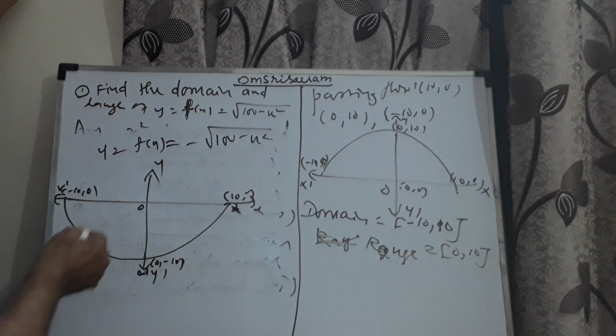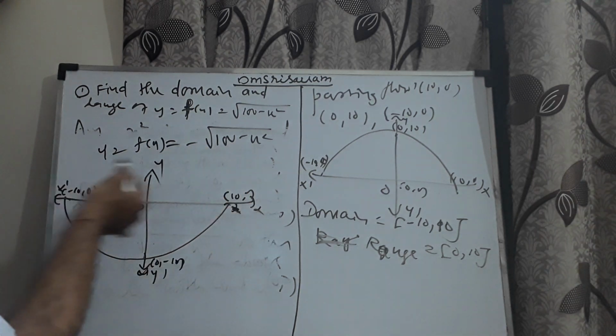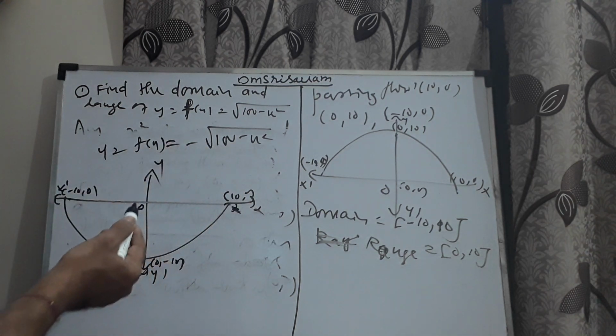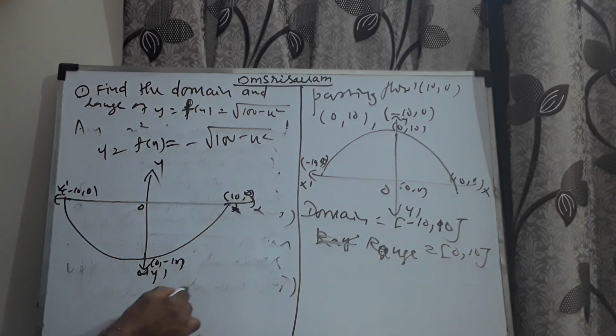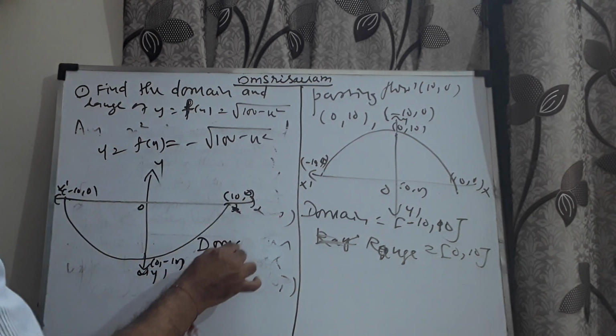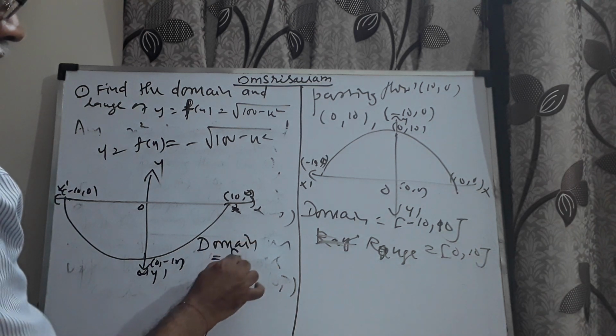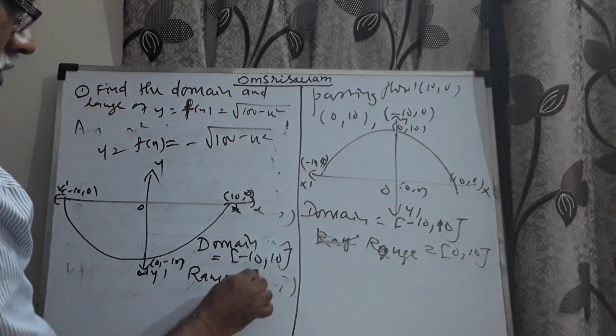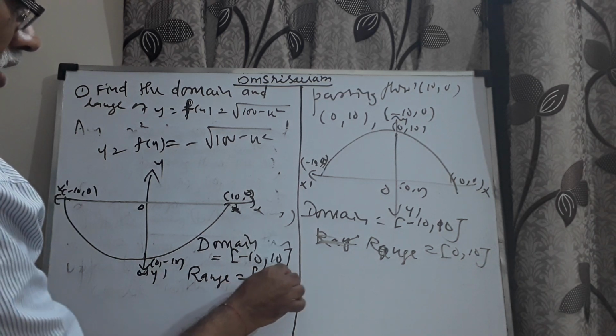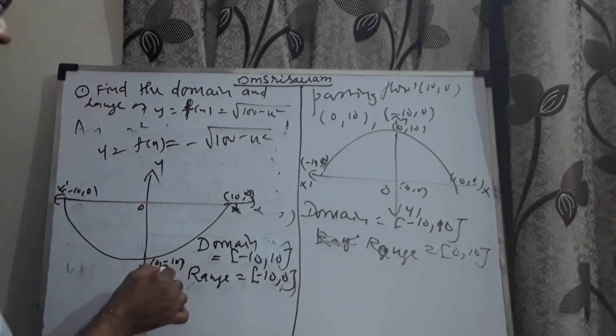Okay, now for this one, it is the lower half of the corresponding circle, x square plus y square equal 100, passing through (10, 0), (-10, 0) and (0, -10). Therefore, here automatically the domain is the same, (-10, 10), and my range is automatically (-10, 0). It is between -10 and 0 range.